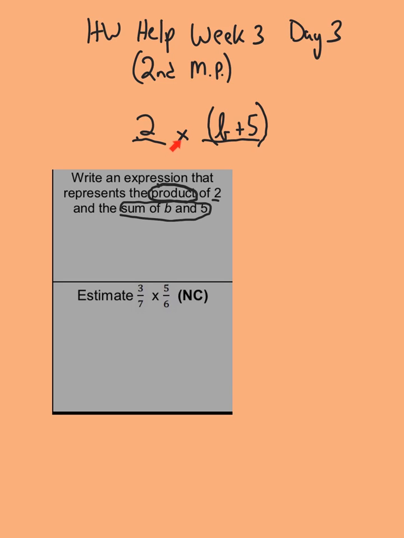So remember, we don't use x for multiplication, so if I were to rewrite this looking a little better, I would have 2 times b plus 5, or even better is 2 times b plus 5. It's always better to just have the 2 in the parentheses to be multiplication. But either one of these I'd be okay with.